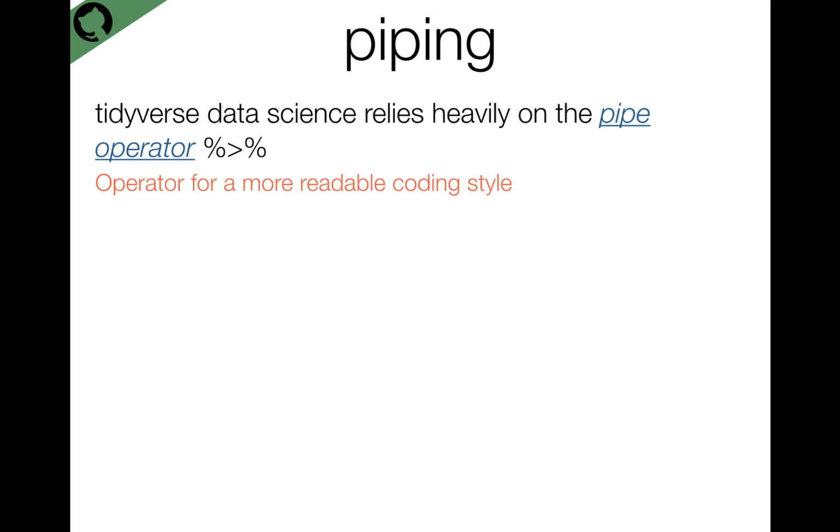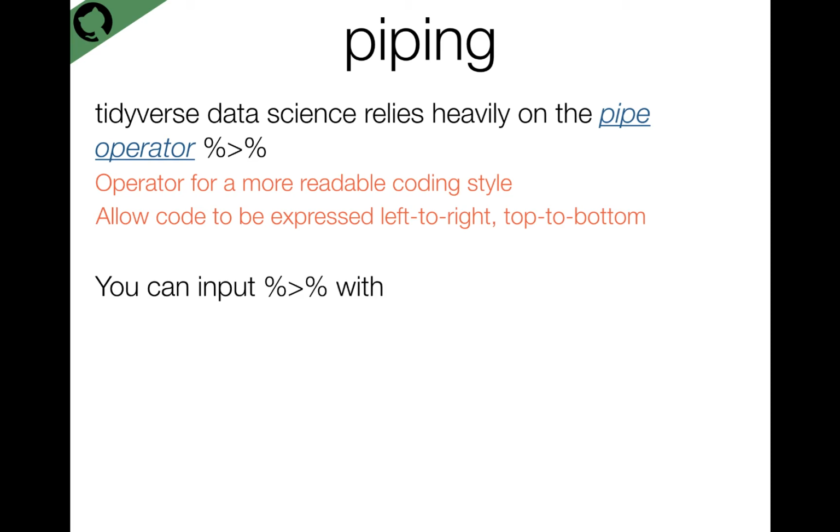The operator is really designed to provide a more readable coding style. Again, the idea here is that we're able to look at our code and immediately see what is being done at each stage. It's very easy to read and it's cognitively clear. This is made easier by the fact that it allows code to be expressed from left to right and top to bottom in the same way that we read English.